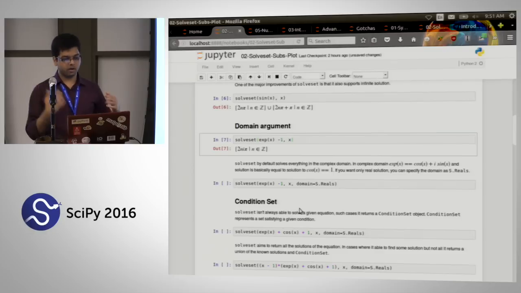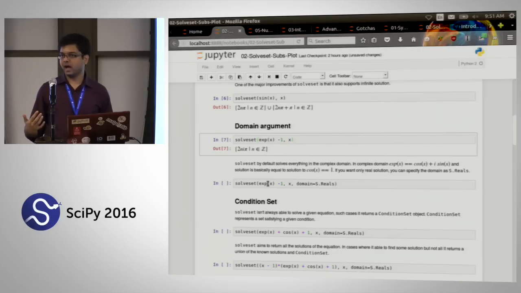When I'm solving exponential x minus 1 equal to 0, it gives 2n I pi for any integers. And why is that? Because in SymPy, symbols are by default complex, so it solves the equation in the complex domain. We have an argument in solve set which you can use to change the domain in which you are trying to find the solutions.